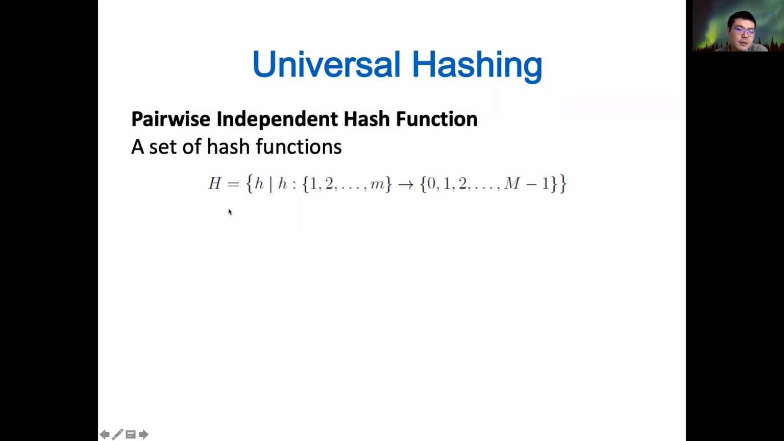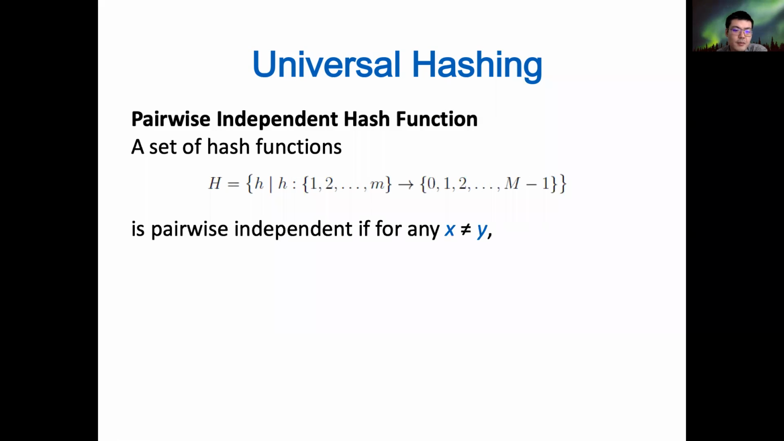So firstly, we can have a set of hash functions. This is called a hash family. You can see this is a set of hash functions. Say every function is a mapping from an old domain to a new domain, with M usually a little bit larger than small m. But we want to satisfy the so-called pairwise independent hash function.